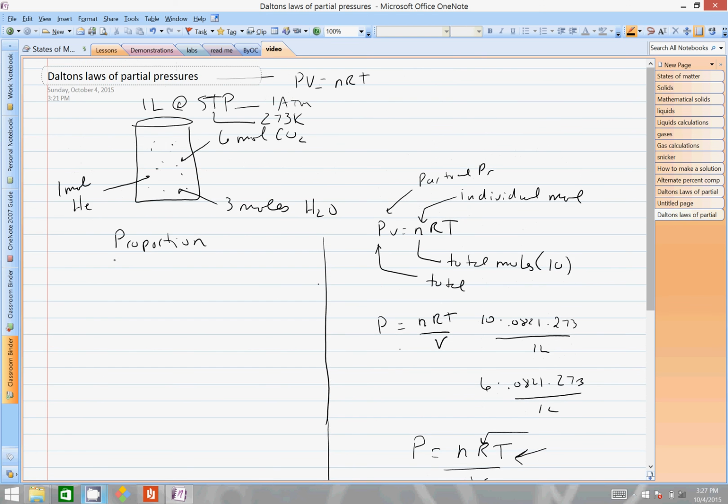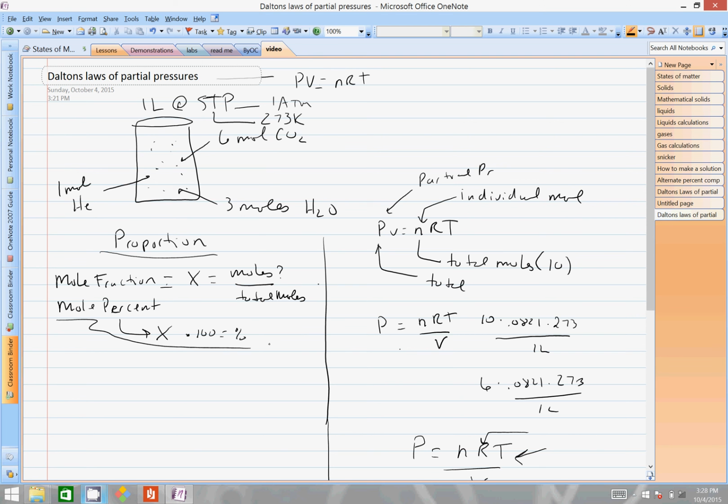Alright, so what about a proportional method? In this case, we have 2 things I might introduce here. One would be the mole fraction, and another name for that might be a similar version that would be mole percent. Mole fraction is denoted by the symbol X, and is equal to the moles of whatever you're looking at divided by the total moles. Mole fraction times 100 gives you a percentage. Not as commonly used. You might think it would be used more, but it's not. Mole fraction is more commonly used.